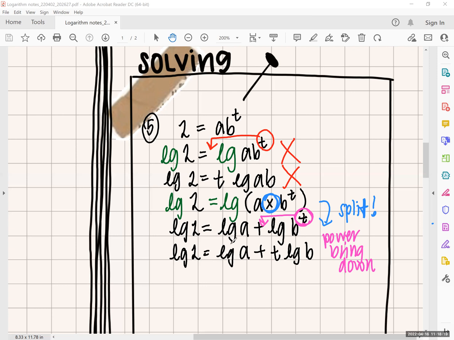Now guys, can you see lg a is actually a constant? So this is a constant term. Guys, look here, constant term. This is a constant term, but this one right here is an unknown term, correct? So it means that all my constant terms have to be together. So it'll be lg 2 minus lg a is equal to t lg b. Agree? For me, I'm very uncomfortable when my unknown term is on the right-hand side, so I'll just write it properly first.